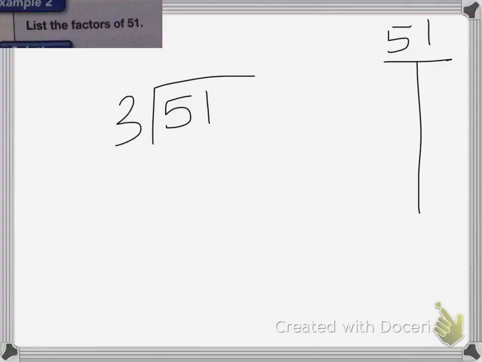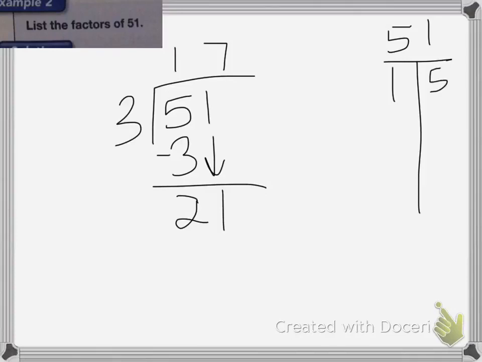So 3 goes into 5 once, that's 3. Subtract, get 2, bring down the 1. 3 goes into 21 7 times. So I know that I have 1 and 51 as factors, and 3 and 17. Now 17 is a prime number, so I know that there are going to be no more factors of 51.